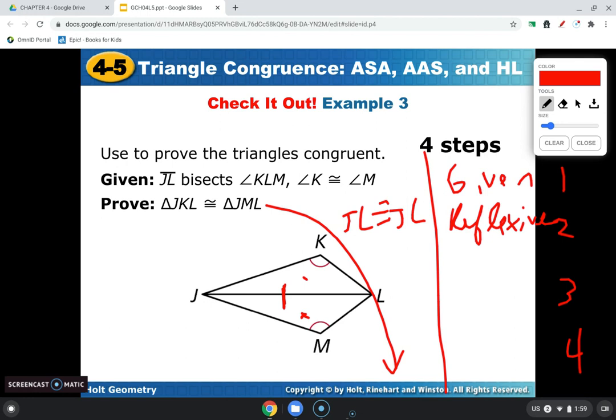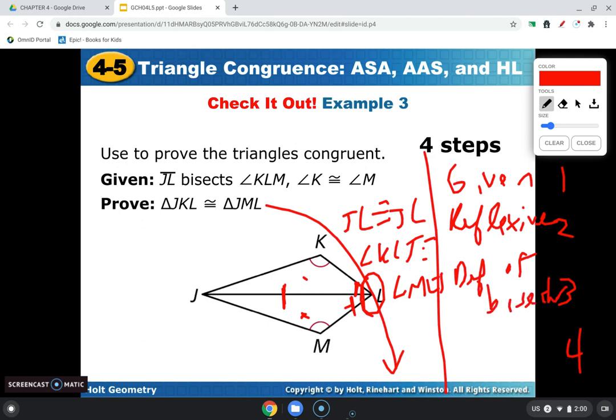All right. JL bisects angle KLM. So this bisects only over on this side. So we could say that angle KLJ is congruent to angle MLJ by what? How do we know that? Definition of bisector. A bisector splits that in half. Okay? Then we've got it. Boom, boom, boom. Angle, angle, side. So we just proved those two triangles were congruent by angle, angle, side.